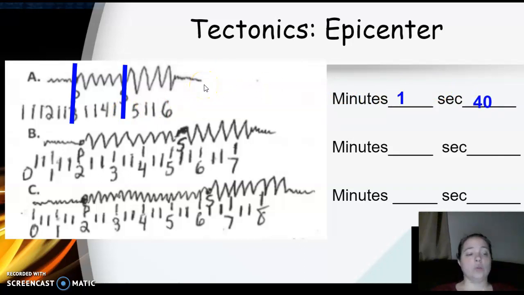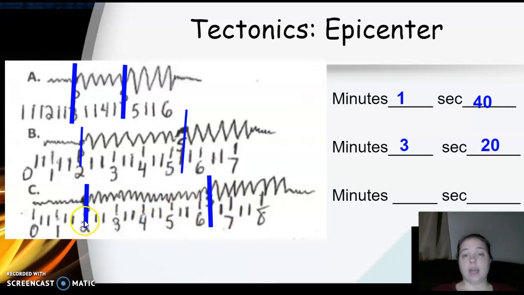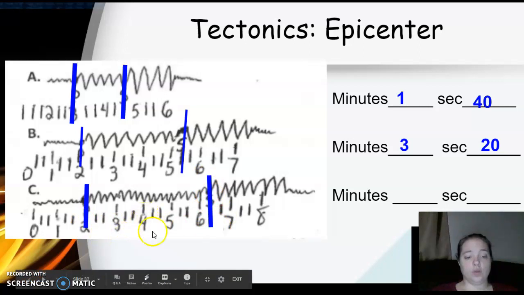Okay, so I'm going to do letter B. Again, I put a line through my P, put a line through the S, and figure out the minutes first. So it goes 2 to 3, so 1, 2, 3 minutes. And then only 1 little tiny hash mark, so 3 minutes, 20 seconds. The last one, here's the P, here's the S. I'm going to count the minutes: 1, 2, 3, 4 minutes, 1 hash mark, 20 seconds.